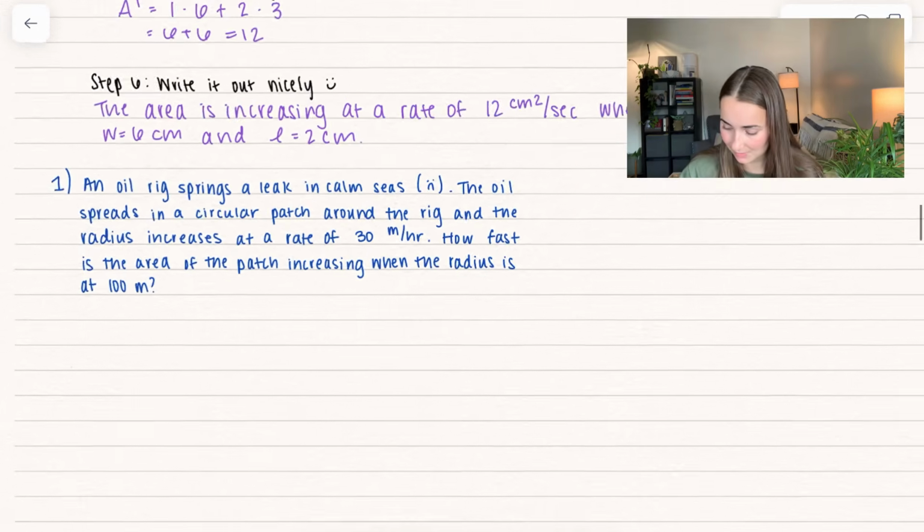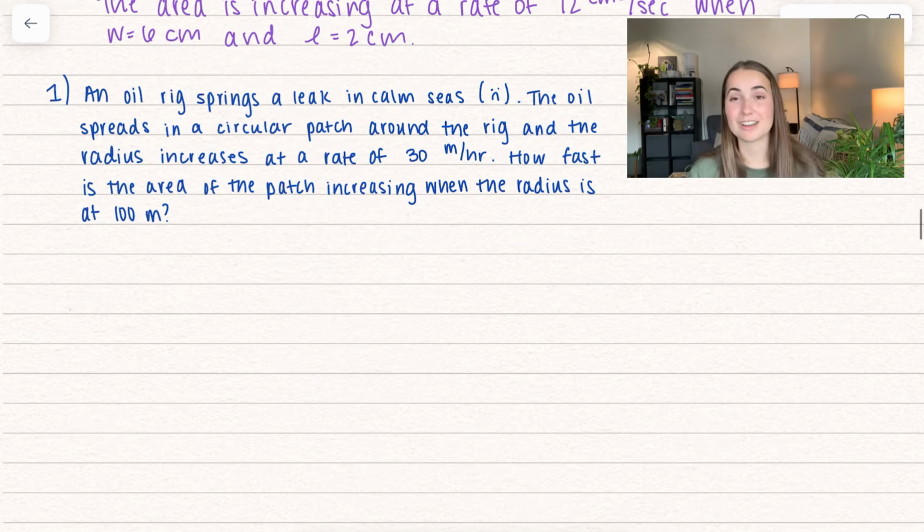I don't have the steps laid out perfectly for us, so we're going to try to do that together. So we have an oil rig springs a leak in calm seas. Sad face, we don't like when that happens. The oil spreads in a circular patch around the rig, and the radius increases at a rate of 30 meters per hour. How fast is the area of the patch increasing when the radius is at 100 meters?